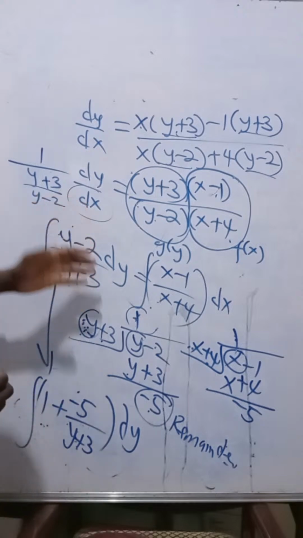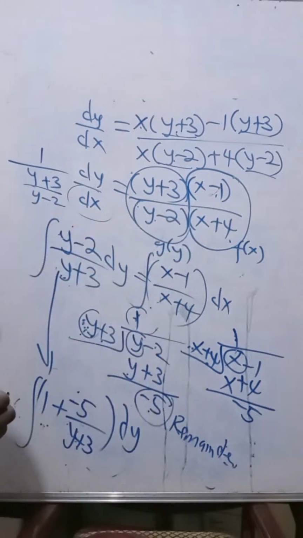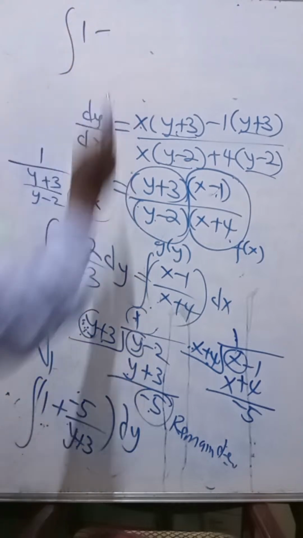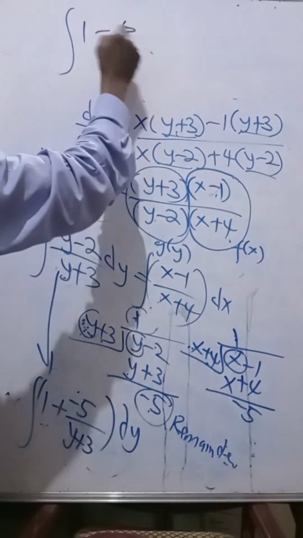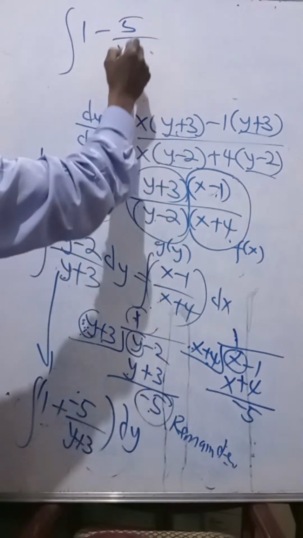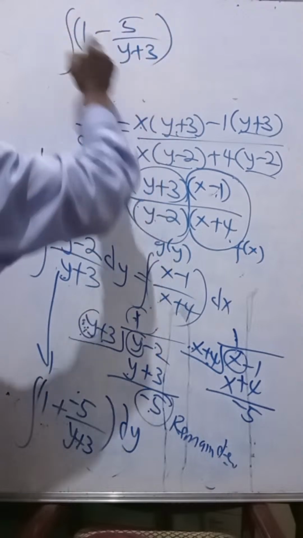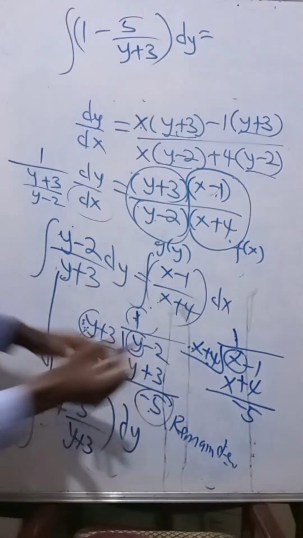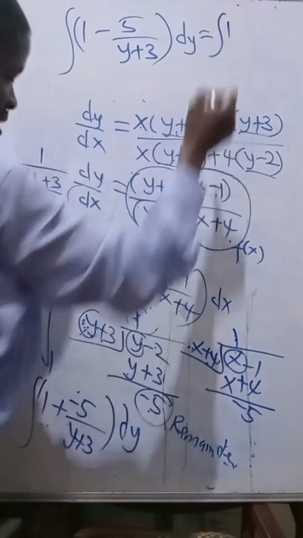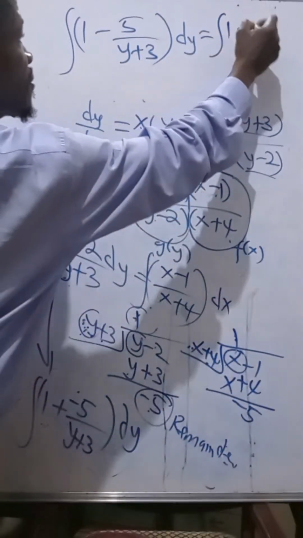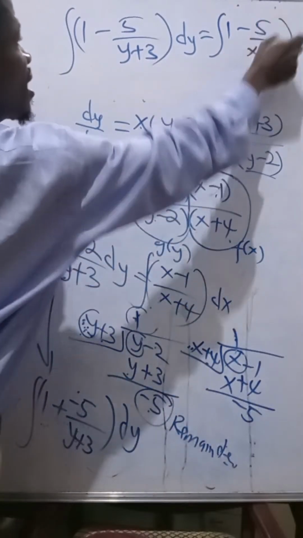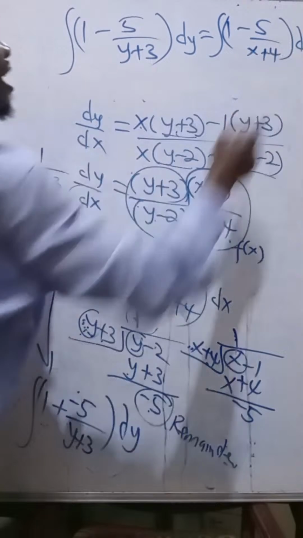So let's quickly wrap it up for these particular questions. On the left side, we have this. If we've gotten this one, the plus minus, that's minus 5 over y plus 3. Close the brackets. And then the other one is going to be the same thing. That'll be the integral of 1 minus 5 over x plus 4 dx. So that's what we have.